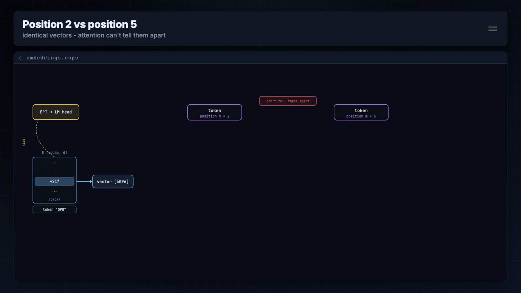Now the order problem made concrete. Two identical word boxes, same vector, but one is at position 2 and one is at position 5. Plain attention can't tell them apart. We need to stamp position in.